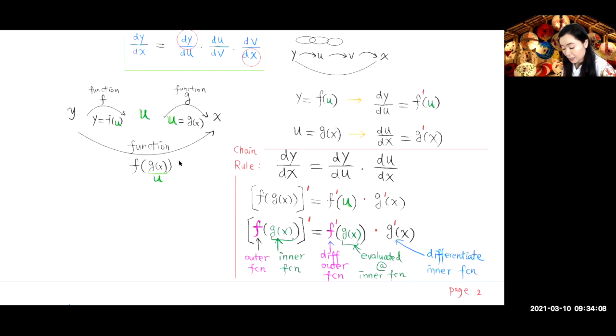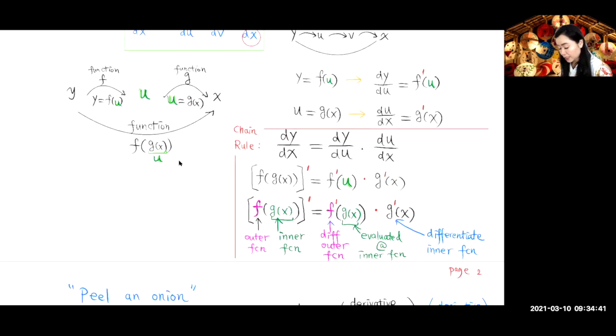Another notation is this function notation. So y is a function of u, and u is a function of x. Then y here is a function of x. It's a composition of f composed with g. The outer function is f, and the inner function is g. g of x is the u. So this y here is the composition of f composed with g. Now the chain rule says that dy/dx is equal to this.